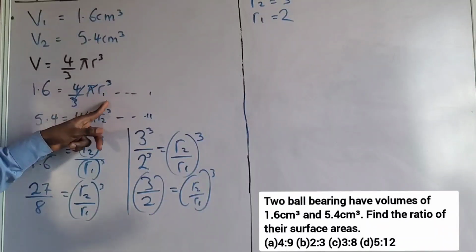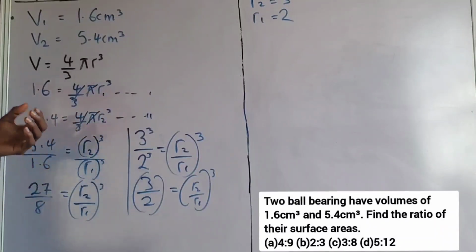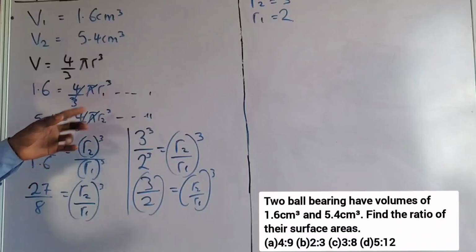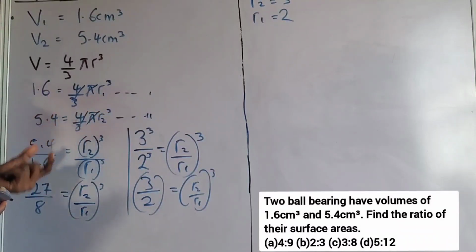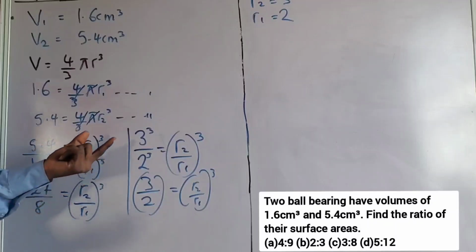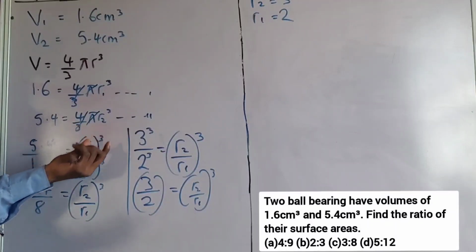Now, this r, I made it r1. You understand? Because what makes the volume different is the radius. Are you getting what I'm trying to say? It is the radius of the sphere that makes the volume different. So I make the radius of the second volume r2.